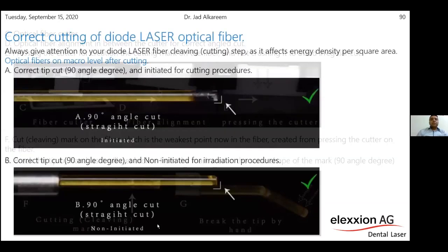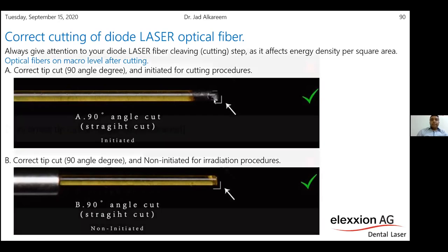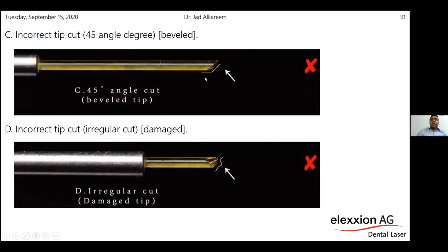In this picture, you can see the difference between the correct cutting. Here you can see the last point of the fiber should almost have a 90-degree or a flat ending. In this picture, this is the incorrect cutting way. You can see that the laser is cutting through an angle. If you have an angle or an irregular cut, that will not give you a correct delivery of the energy to the patient's mouth. And of course, it will affect the cutting, and at the end, it will also not give you a well-defined cut.